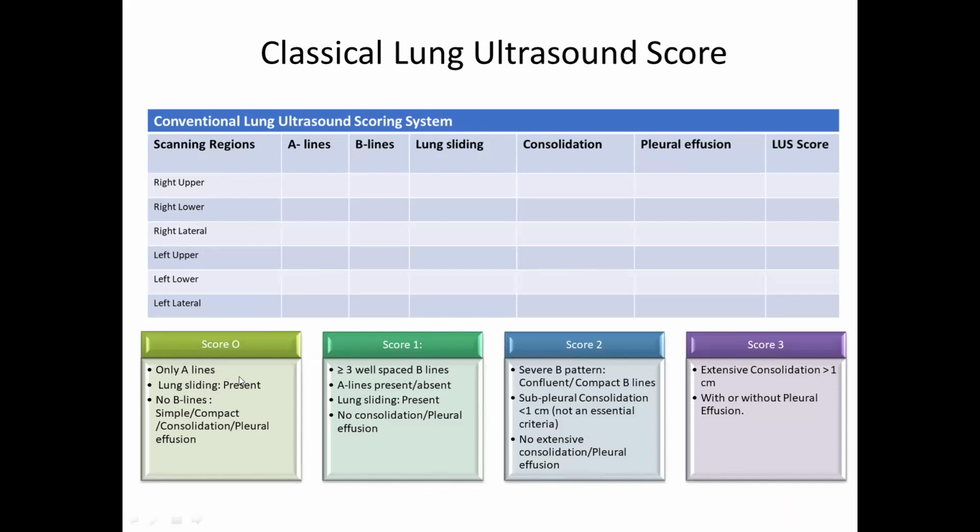Score 0 will be only A lines with lung sliding present and no B lines. Score 1 will be more than or equal to well-spaced B lines. A lines may be present or absent, and lung sliding will be present with no consolidation and pleural effusion. Score 2 is given for severe B pattern, which is confluent or compact B lines, and subpleural consolidation less than 1 centimeter, which is not an essential criterion, and no extensive consolidation and pleural effusion. And score 3 is given for extensive consolidation more than 1 centimeter with or without pleural effusion.